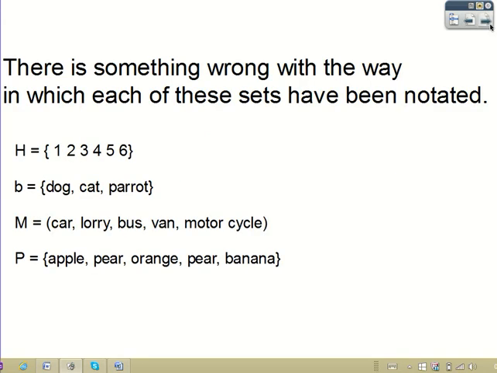There's something wrong with the way in which each of these sets have been notated. Pause the video and discuss with the person sitting next to you what is wrong with each one, and then tell your teacher.